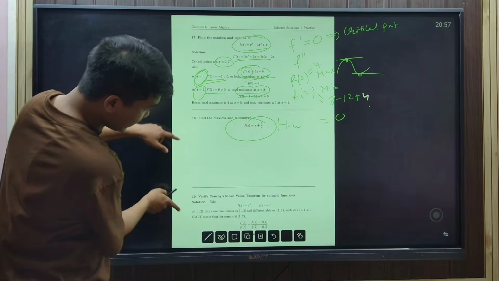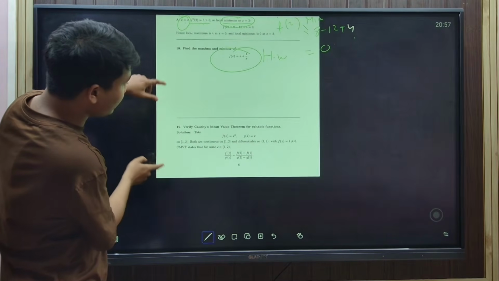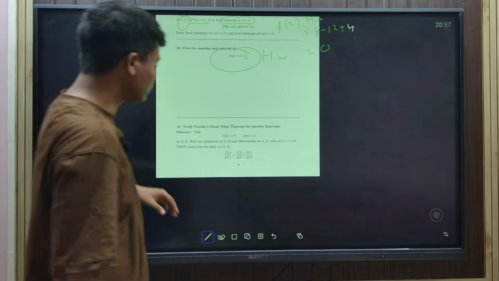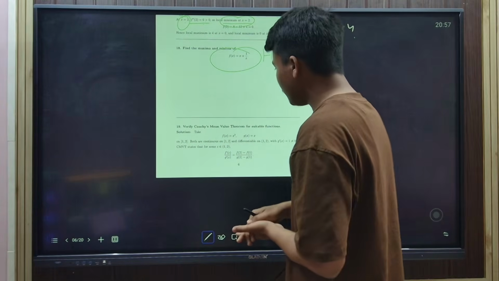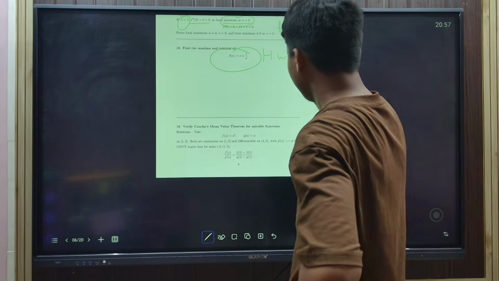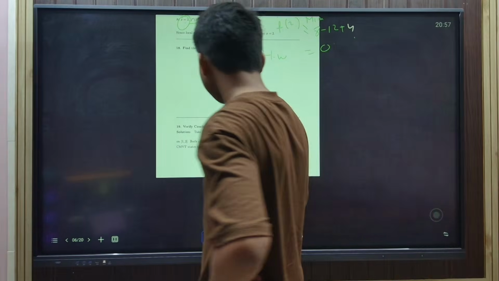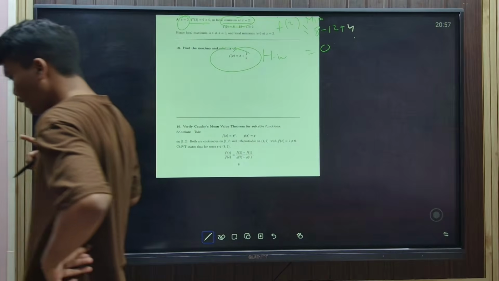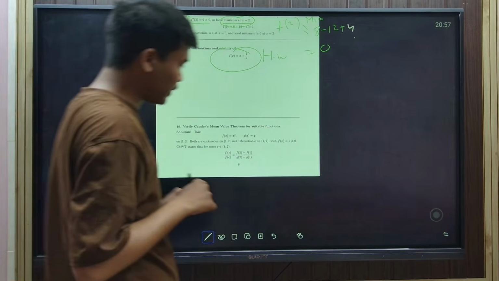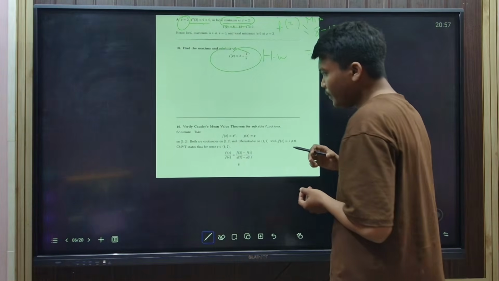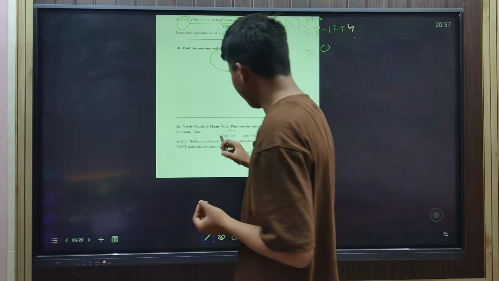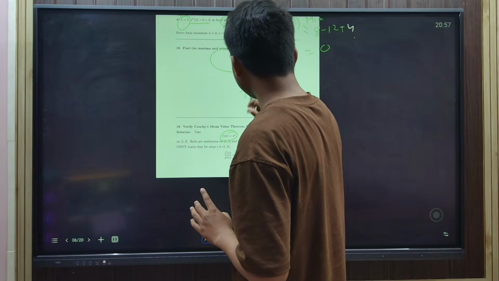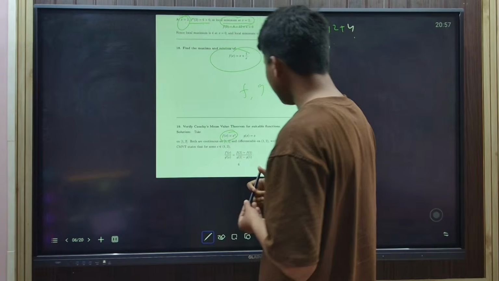The next problem says to verify the Cauchy mean value theorem for a suitable function. What is the Cauchy mean value theorem? See, the Lagrange mean value theorem is applicable on one function. The Cauchy mean value theorem is a more generalized version, where f is one function and g is another function, so it applies to two functions.